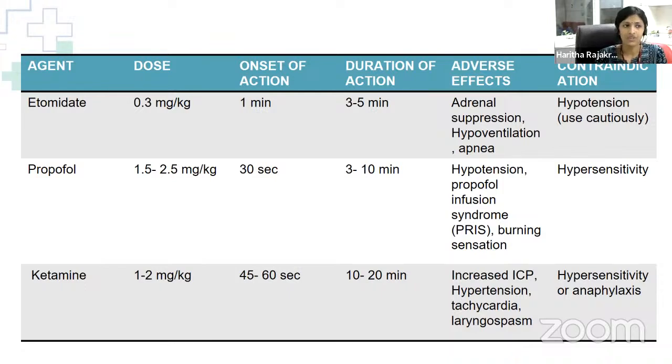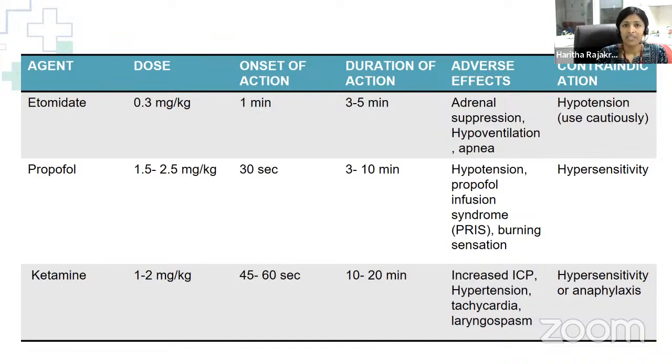Now coming to the next drug, which is propofol. The dose of propofol which we use is 1.5 to 2.5 mg per kg. It has a more rapid onset of action, which is 30 seconds. The duration of action is somewhat similar to etomidate, that is 3 to 10 minutes. Here the adverse effect is, again, hypotension. In case the patient is already hypotensive, it's better to avoid propofol. Other adverse effects include a burning sensation at the site of injection and propofol infusion syndrome, which is PRIS. The contraindication is hypersensitivity reactions.